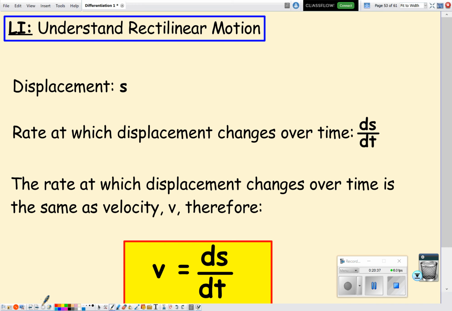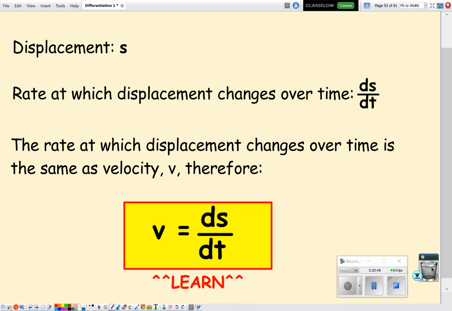But if you think about how a body's position would change over time, that is linked to its velocity, and they're actually one and the same thing. So this is the first calculus connection to learn, that velocity is the first derivative of displacement. So v equals ds by dt. Okay, and that has to be learnt, folks.